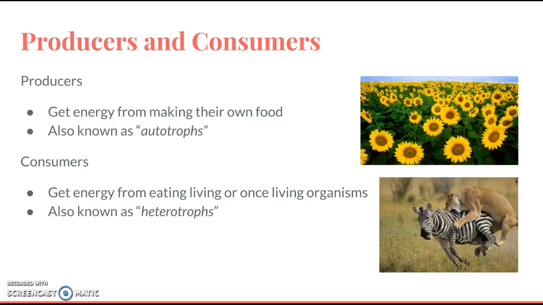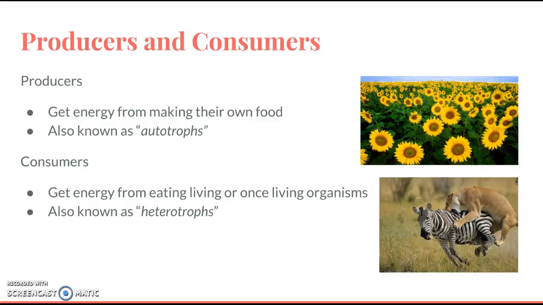Your producer is going to be usually your plant that's going through photosynthesis and they're making their own food. As you can see, it's also known as autotrophs. An easy way to remember that is auto is like self, so they're making their own food. Over on your right, you can see your sunflower.